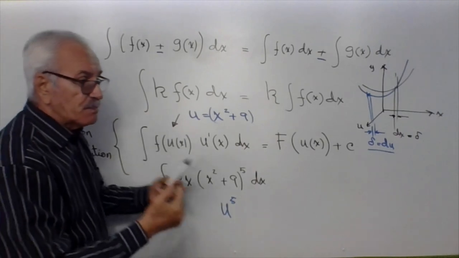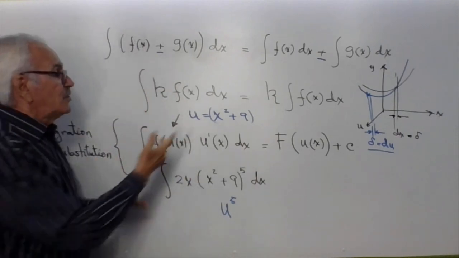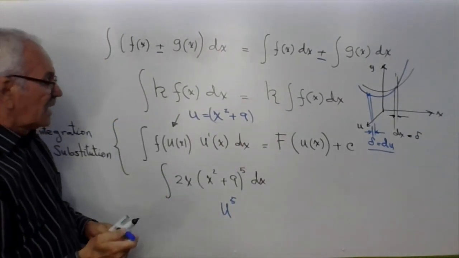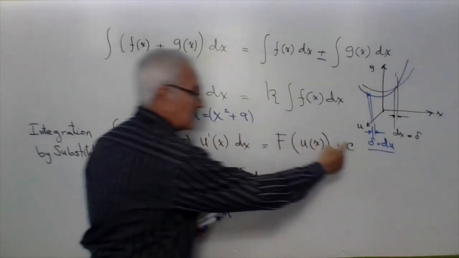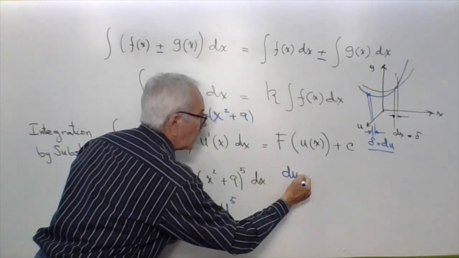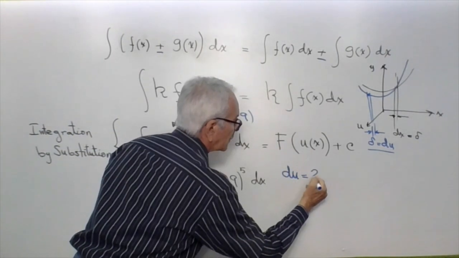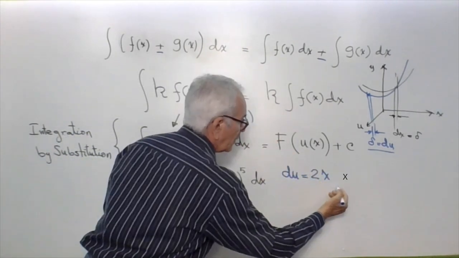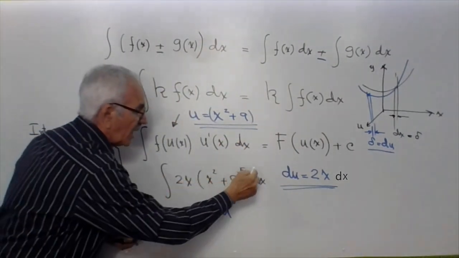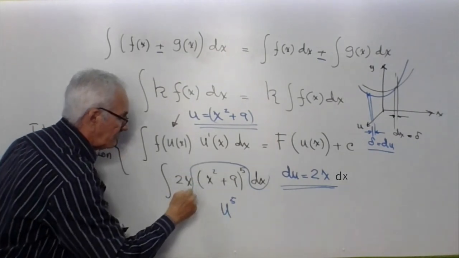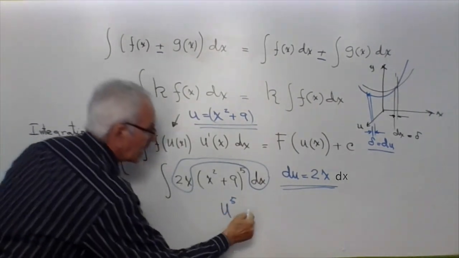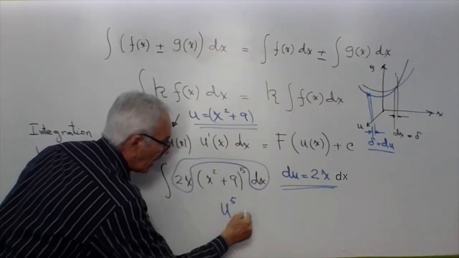because there is some discipline, u is not anyone, u is equal to x squared plus 9, so I have to respect exactly this new delta. This new delta, du coming from here, du will be 2x plus 0. This is du, this is u. So, as you can see, if I collect this term, 2x dx is exactly du. So, I can write u to the 5.